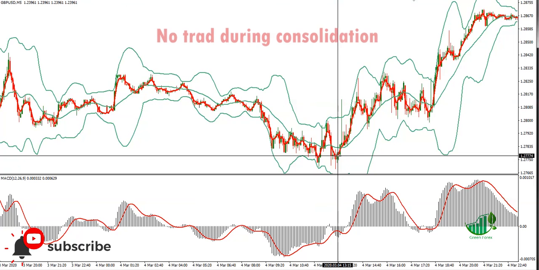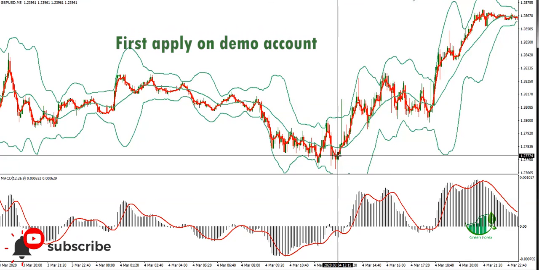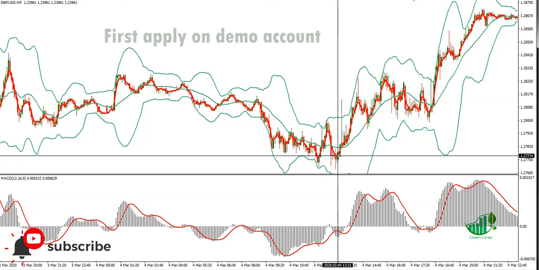Thank you so much for your time. I always say that all the indicators are very good, but try to apply them on a demo account. Your demo account is your practice account, and you can easily play on that. If you are able to apply these indicators on a real account, do so after complete practice on a demo account.